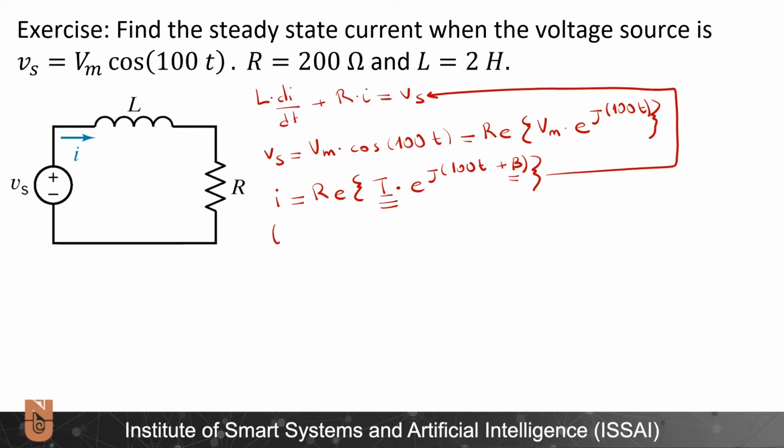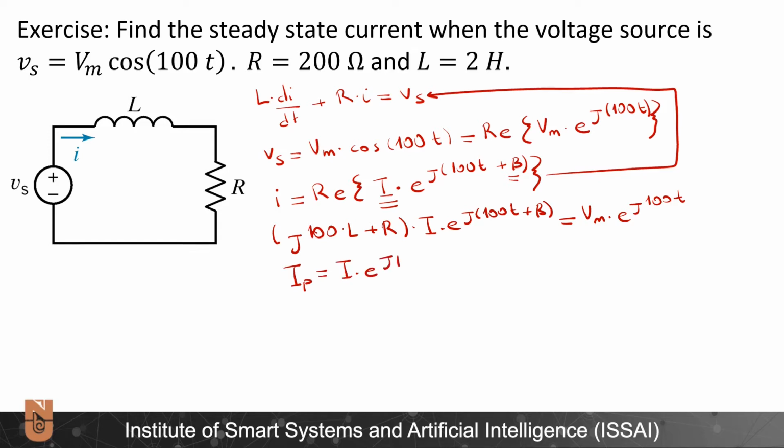And I can write (j100L + R) times I e to the j(100t + beta) is equal to Vm times e to the j100t. And I can define my phasors. I will write here a P such that it denotes the phasor, I_P is equal to I times e to the j beta, and phasor V is equal to Vm times e to the j0.